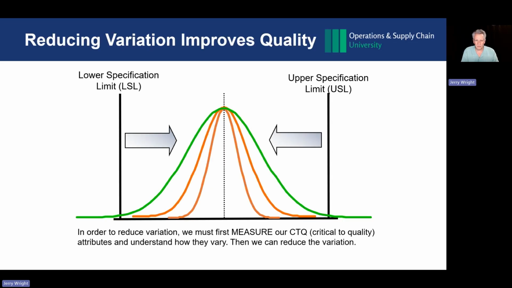So here we have a distribution of data. I have my lower spec limit on the left. I have my upper spec limit on the right. And again, in order to reduce variation, I need to go from the green distribution curve into the orange distribution curve. And I want to go even further into the tan distribution curve in the center. I want to make sure everything is inside my specification limits. We need to do that for everything that's critical to quality, or CTQ. Then we work on reducing variation.